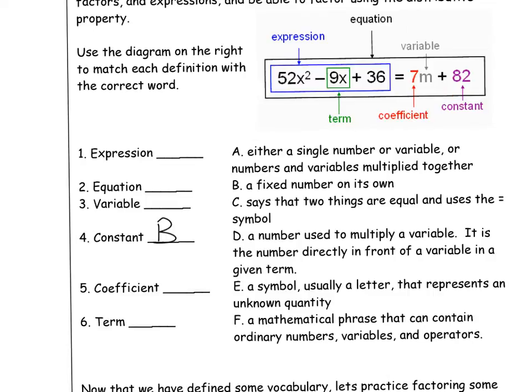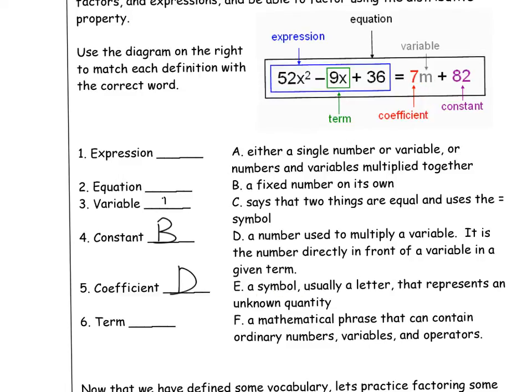Let's keep looking for an expression, though. Says that two things are equal and uses the equal symbol. No, that'll be something else. We'll look for that in a second. A number used to multiply a variable. Oh, well, look here. If m is a variable, 7 is the number used to multiply a variable. That's a coefficient. So we could go ahead and label that as a coefficient. We'll get back to that later. Okay, E, a symbol, usually a letter that represents an unknown quantity. Isn't that a variable, right? m is a symbol or a letter that represents an unknown quantity, so that's a variable.